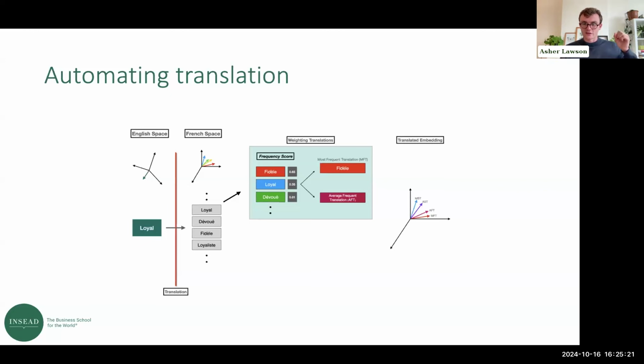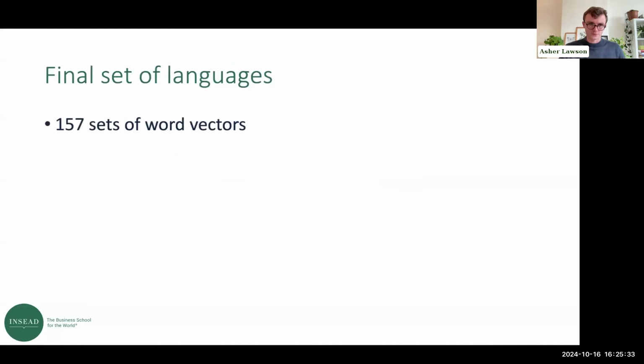and you end up with these different vector representations of the word now in French space. So if I take this word loyal, I have a vector for that in English space. I think it was 300 dimensions. I want to end up with a translation in French space that is also a vector of 300 dimensions. There's a few different ways we can do this.